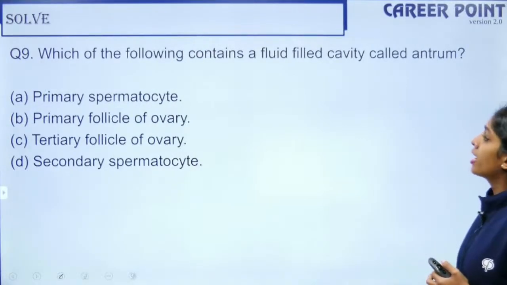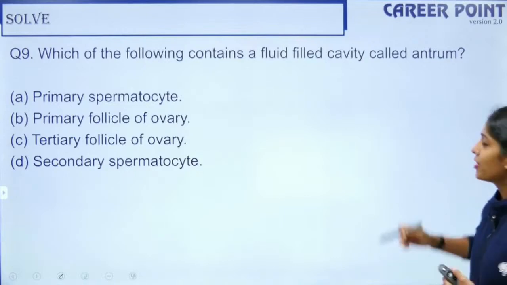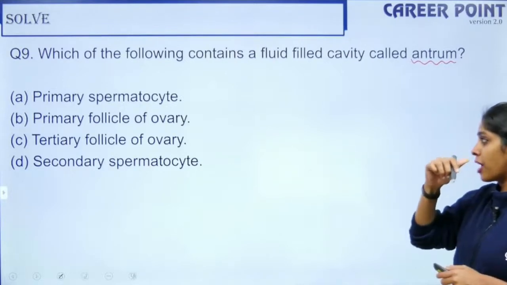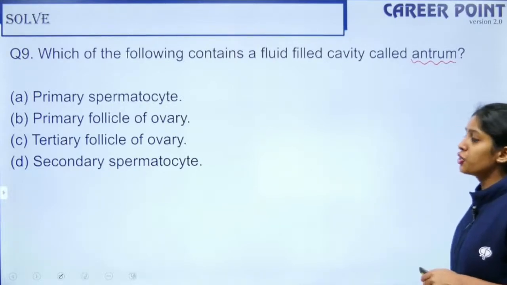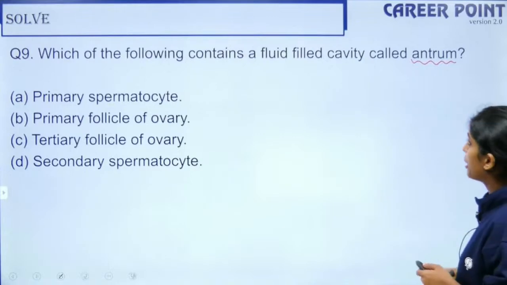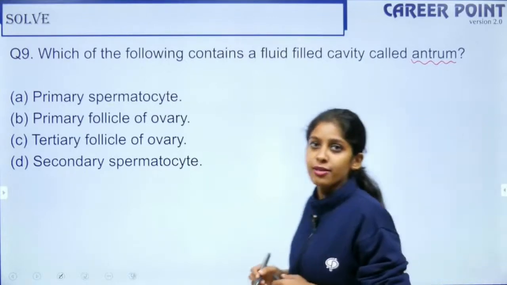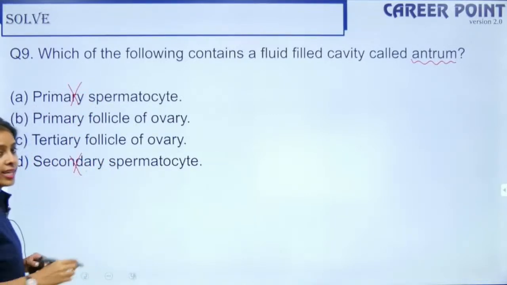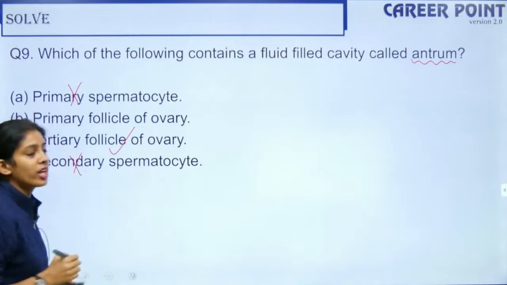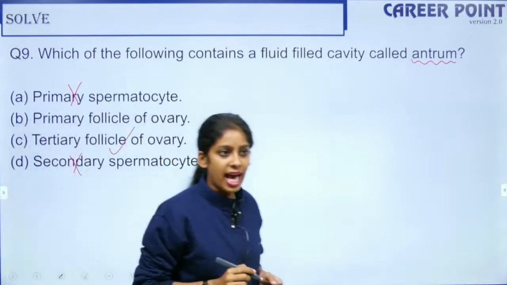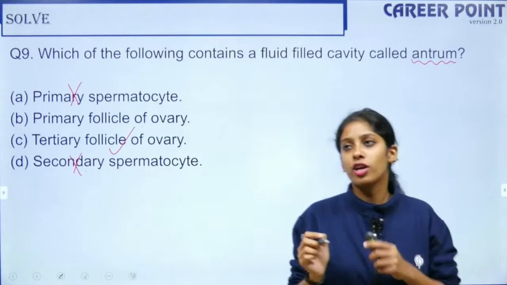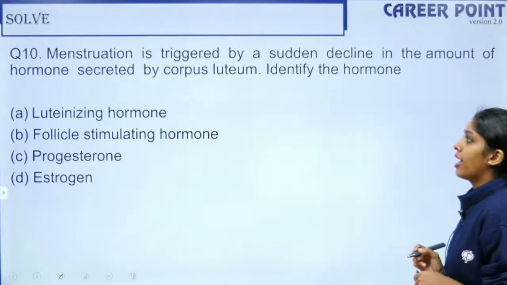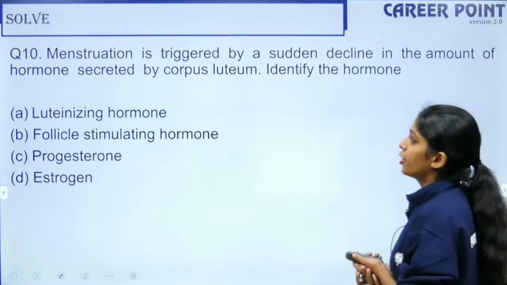So which of the following contains a fluid-filled cavity that is known as antrum? Primary spermatocyte, primary follicle of the ovary, tertiary follicle, secondary spermatocyte. So a fluid-filled cavity forms in oogenesis. So it is not primary or secondary spermatocyte. It is in the tertiary follicle of the ovary. You have a fluid-filled cavity, that is the antrum. So your tertiary follicle encloses your primary oocyte, which further undergoes division.